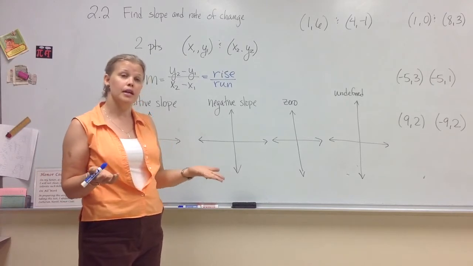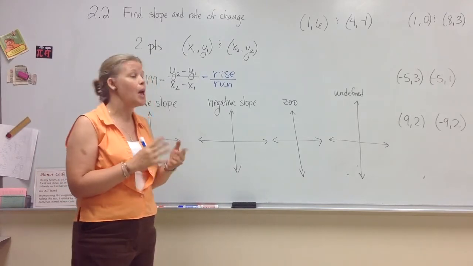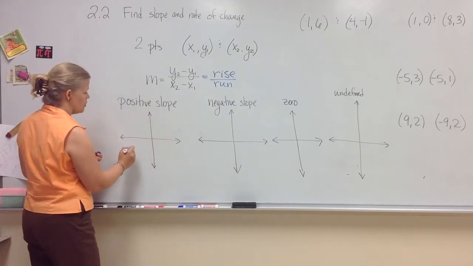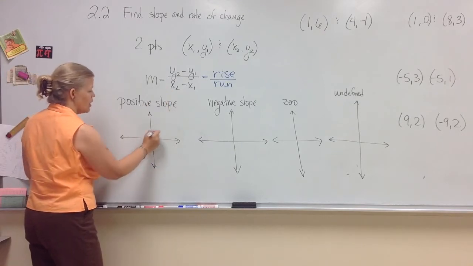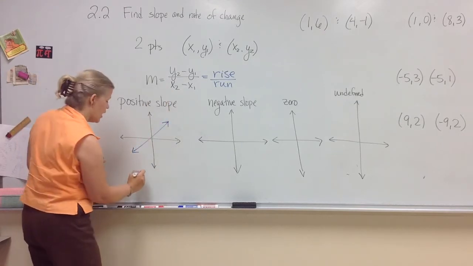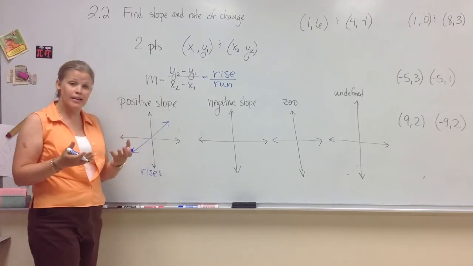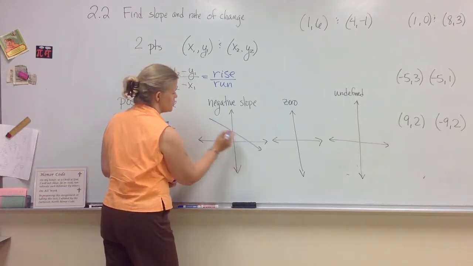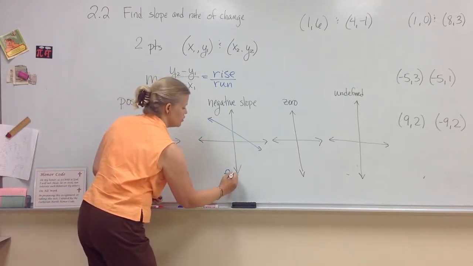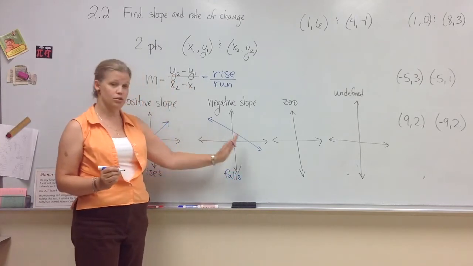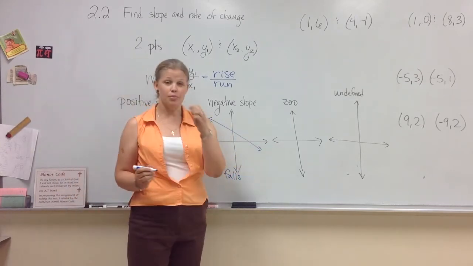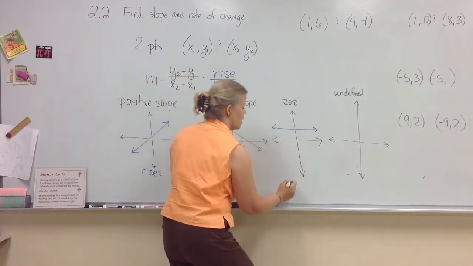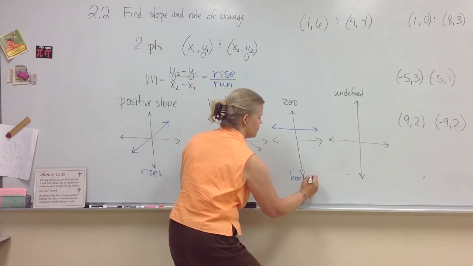Now, slope is not just a fun number to find, because it is a fun number, but the other thing is it gives you some ideas. If you have a positive slope, if the number you get is positive, it's going to look something like this, and we're going to say it rises as you move left to right. If it is a negative slope, it's going to look something like this. It falls as it goes from left to right. If it winds up with a zero slope, it's going to be like this. In other words, it's horizontal.